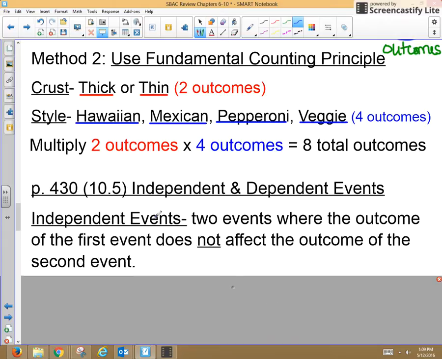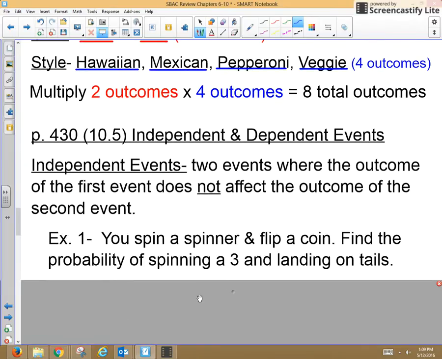An independent event is when two events where the outcome of the first event does not affect the outcome of the second event. They are completely separate events and they do not affect each other. So for example, you can have a spinner and flip a coin. Whatever you spin on the spinner will not affect what you flip when you flip a coin. They are completely independent of each other. Make sure you write down the definition and pause the video if you need more time to copy it down.